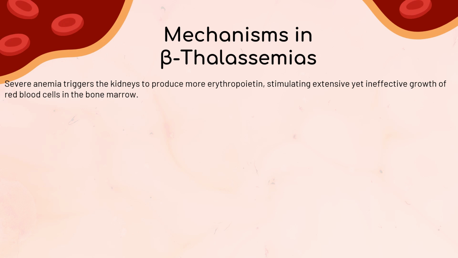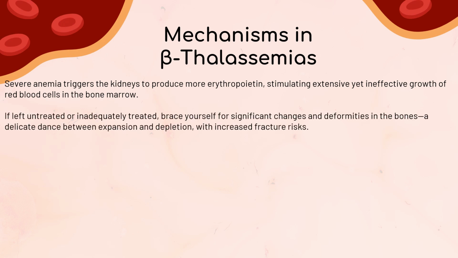Severe anemia triggers the kidneys to produce more erythropoietin, stimulating extensive yet ineffective growth of red blood cells in the bone marrow. If left untreated or inadequately treated, brace yourself for significant changes and deformities in the bones, a delicate dance between expansion and depletion, with increased fracture risks.